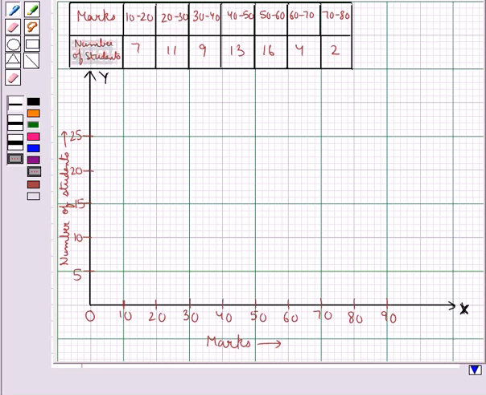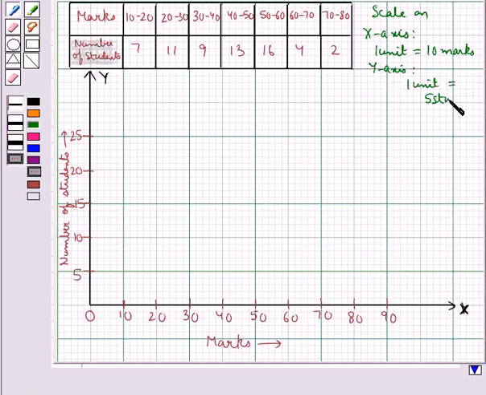We represent the marks on the x-axis, that is on the horizontal axis, and the scale that we have taken on x-axis is given by 1 unit represents 10 marks, and on the y-axis, as you can see, we have represented the number of students, and the scale on the y-axis is taken as 1 unit represents 5 students. Now let's represent this data by histogram.